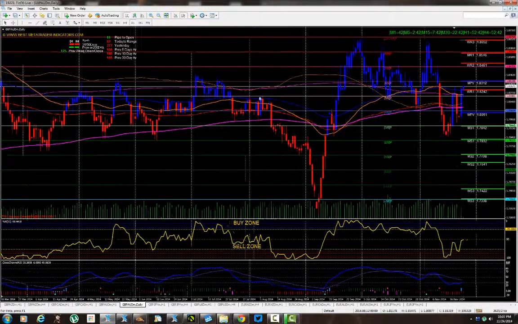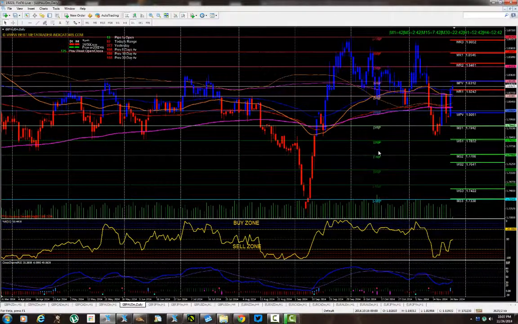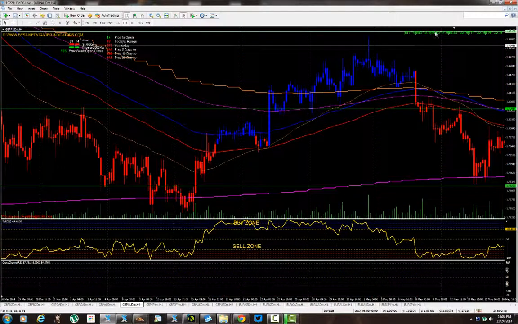And let's take a look at the daily. So the daily isn't providing us too much here. We have some pretty big areas. We can fib here. Go back to the 4 hour.